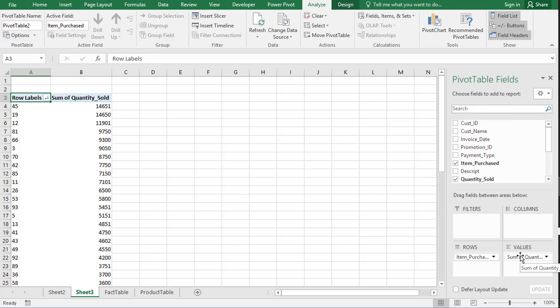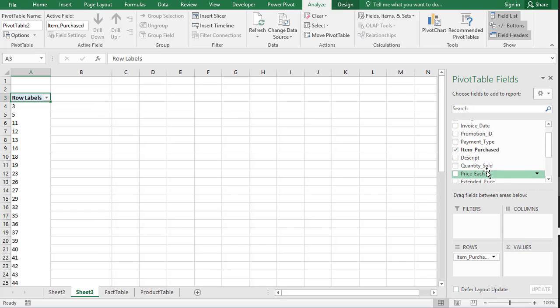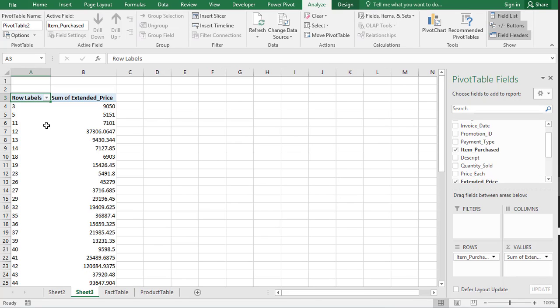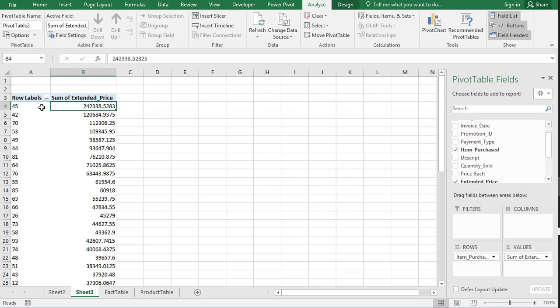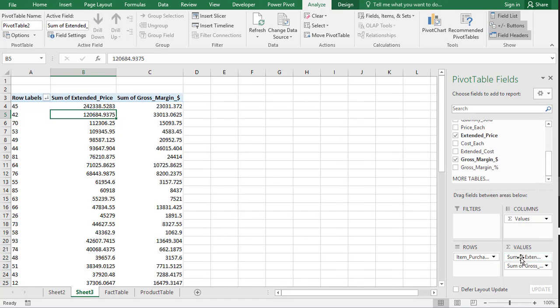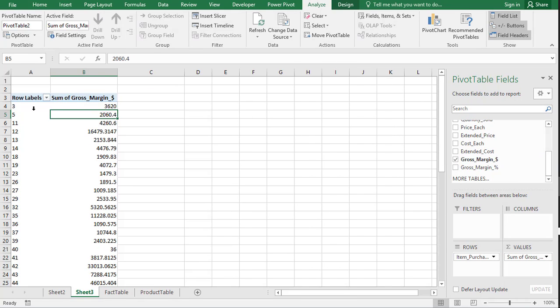So is that the definition? Well, let's look at extended price now. So the most sales, is it going to be 45 again? Yes, it is. 45 right there. Okay. Not only that, but 45, if you look at this here compared to this 242,000, that's twice as much as a second place item. That's a strong showing. Okay. But I'm not convinced yet. Let's look at gross profit dollars and see if we find the same result.